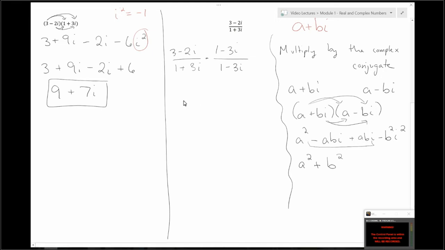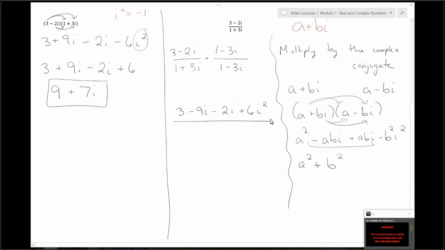And then now we're going to rely on what we did before when we're distributing. So on the top, I have 3 minus 9i minus 2i plus 6i squared. Again, I like to distribute the 3 times the 1, the 3 times the 3i, negative 2i times the 1, negative 2i times the negative 3i.